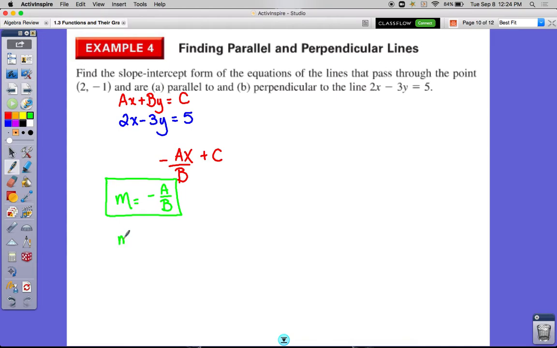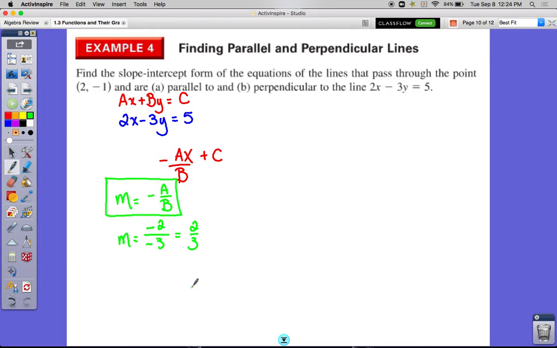So now the slope here is m equals the opposite of a, so the opposite of positive 2 is negative 2, divided by b, and b is negative 3. But now a negative divided by a negative, that means my given slope is 2/3.